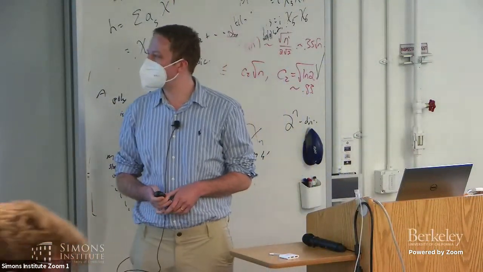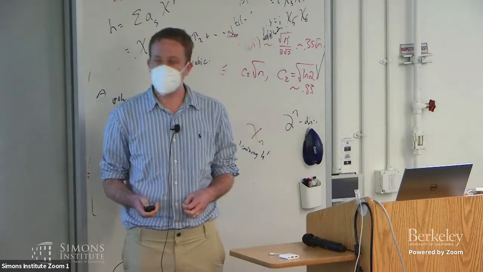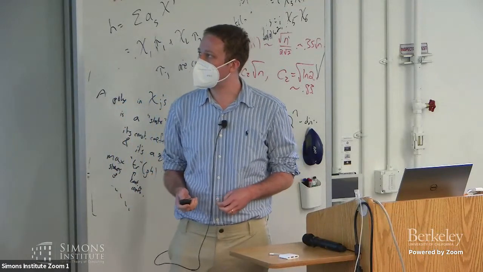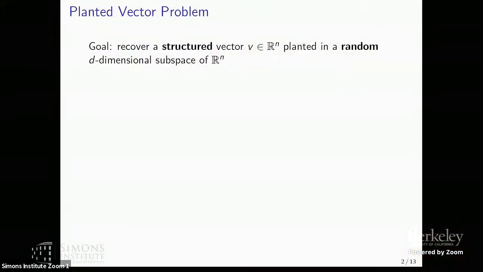Okay, so thanks a lot. This is joint work with Mao at Georgia Tech. So here is the problem I'd like to talk about today: recover a structured vector planted in a random d-dimensional subspace. I give you a random subspace, except that there is one particular vector hidden in it. The subspace, imagine, has dimension d much smaller than n. So n is the ambient dimension, and we're given a d-dimensional subspace inside that.